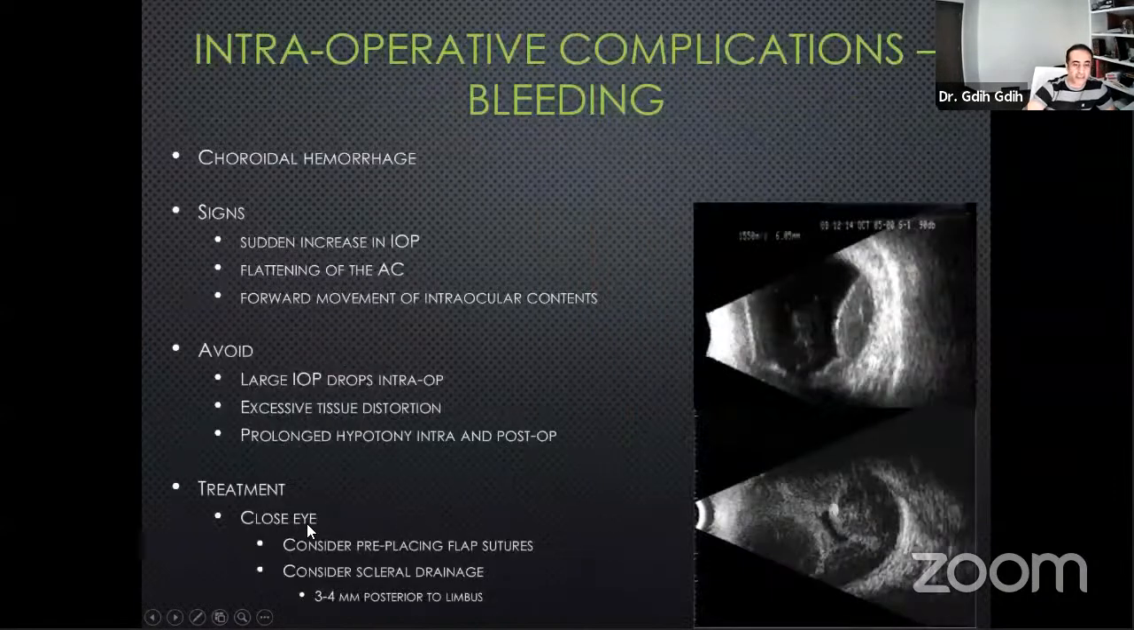Treatment, if it happens intra-op: close the eye as soon as possible. You may consider pre-placing flap sutures before you start opening the AC. It gives you a faster closure. Consider scleral drainage 3 to 4 millimeters posterior to the limbus if you are dealing with it intraoperatively.